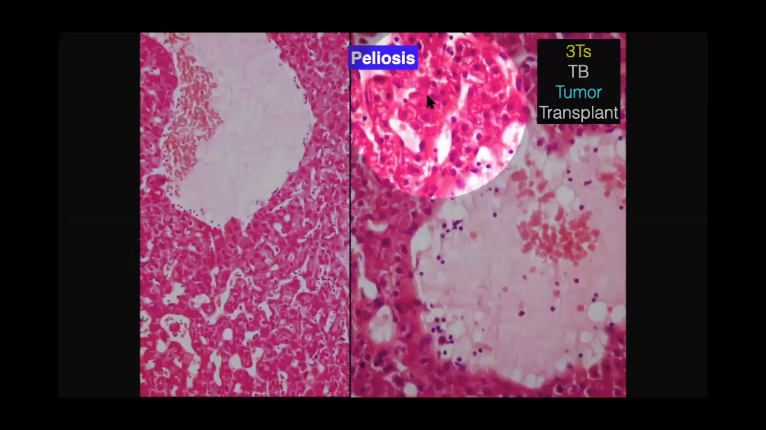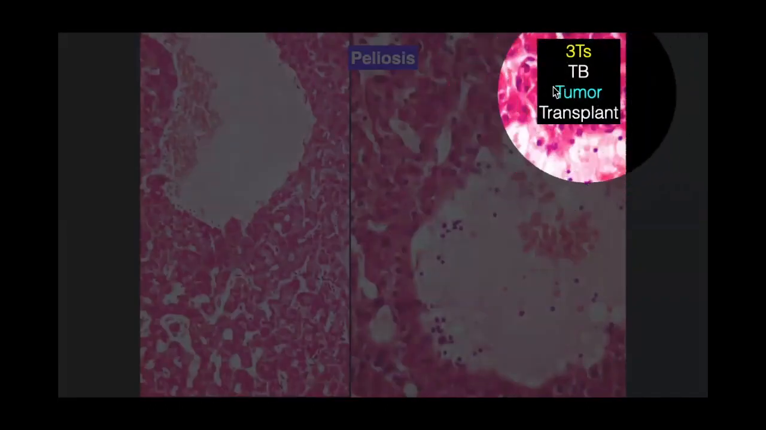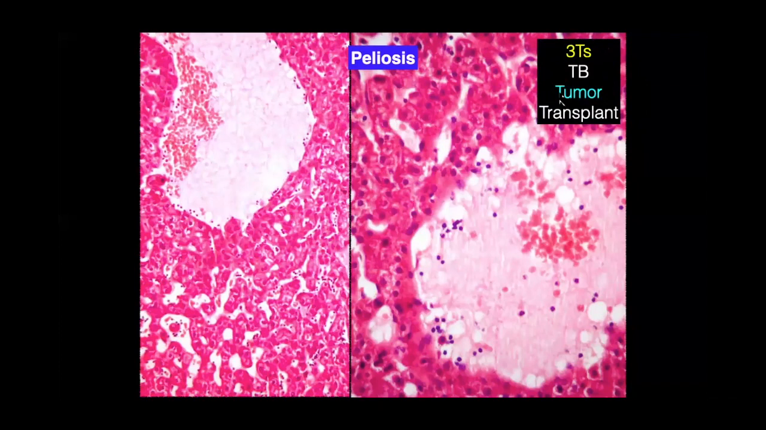3 T's: tuberculosis, tumor, and transplant. The tumor you have to remember is hairy cell leukemia.